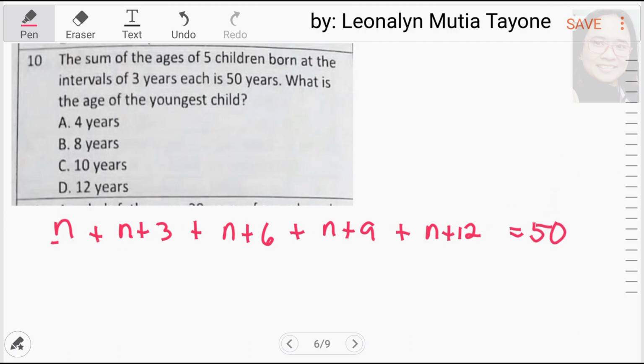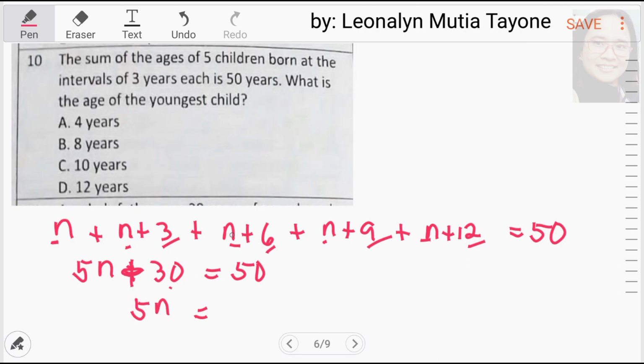Ipagsama ang mga like terms. Ilan ba tong n na to? 1, 2, 3, 4, 5. 5n plus 3 plus 6 plus 9 plus 12, and that is 30. Plus 30 equals 50. At itong si 30, transpose natin sa kabila.